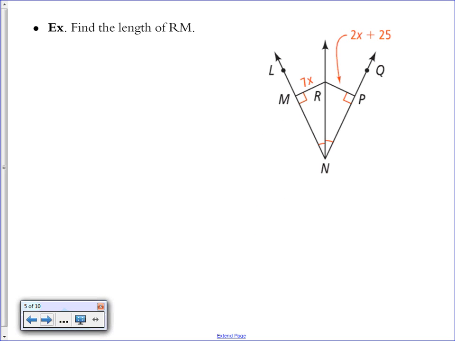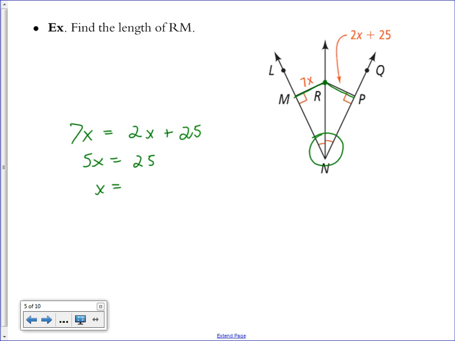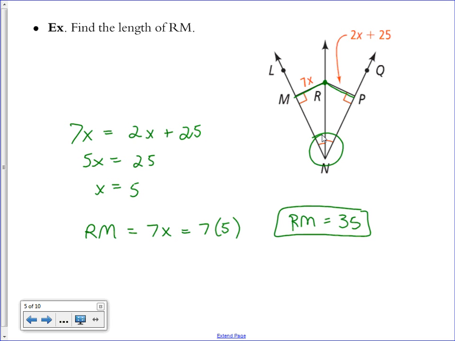Let's say here it wants us to find the length of RM. So I can see that I have an angle being bisected by looking down here in this corner, which means that any point on the bisector, like R right here, is going to be equidistant from either side. So that distance will be the same as this distance, which means the 7x in this picture is equal to 2x plus 25, and I can use that to solve for x. So 5x equals 25 and x equals 5. And then we're going to use that x value to find the length of RM. Since RM is equal to 7x, I can plug in the value 5 and figure out that RM is equal to 35. Remember, when you write RM with no symbol above it, that means the length of.